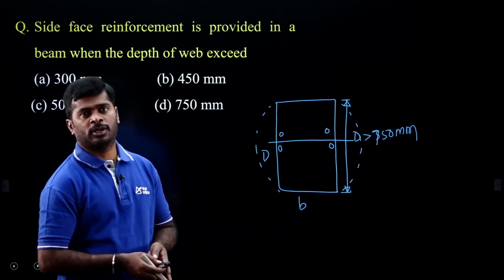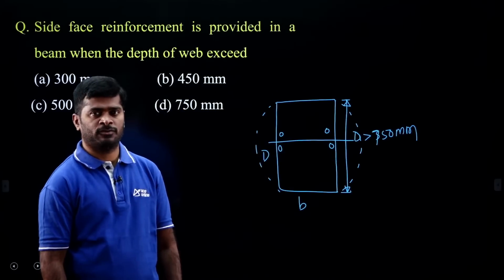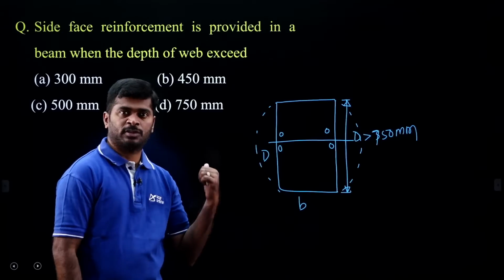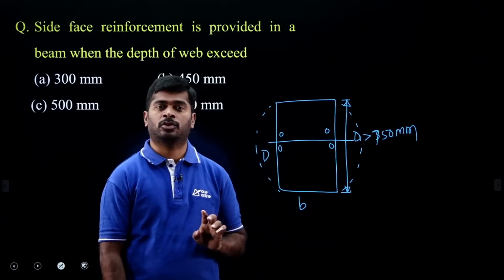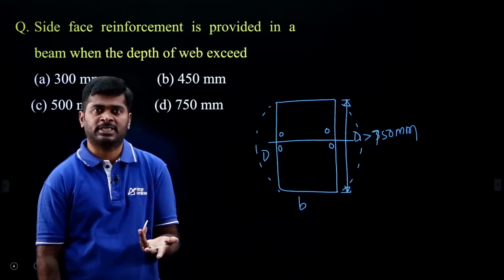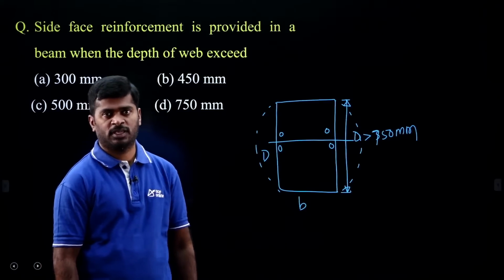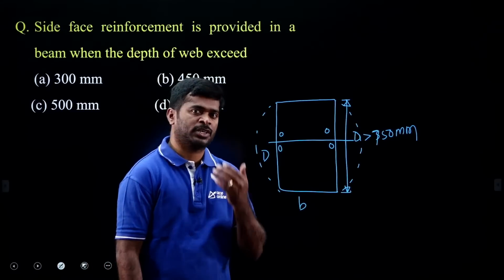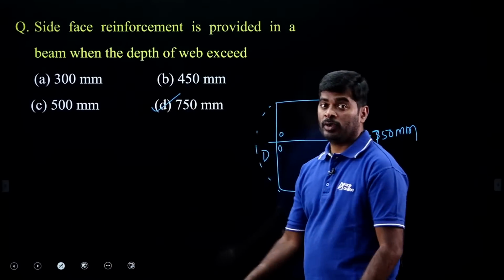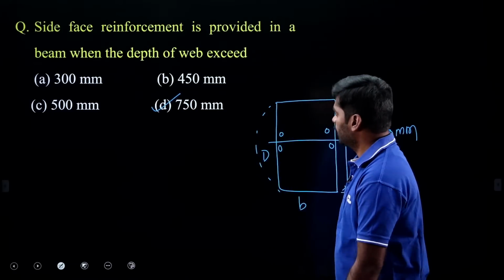Suppose the beam is subjected to torsion, when depth of web is more than 450 mm itself, we have to provide the side face reinforcement. But in the question they haven't mentioned whether the beam is subjected to flexure or torsion. If nothing is mentioned, you can consider the beam is subjected to flexure because it is a flexure member. If it is torsion, 100% they will mention it in the question. If nothing is mentioned, then consider only flexure and select 750 mm as the answer. In the question, if torsion is given, option B is correct. Okay? Right. Next question.